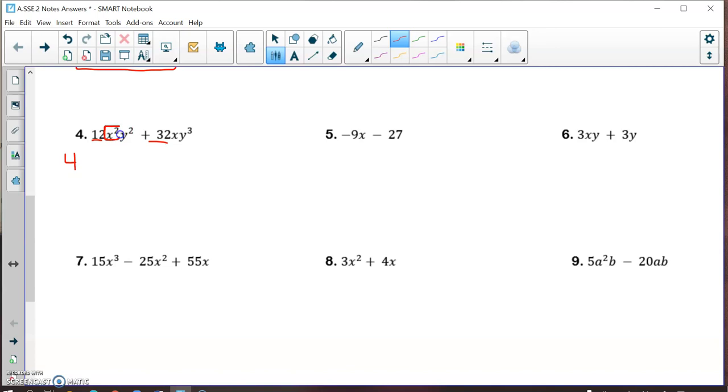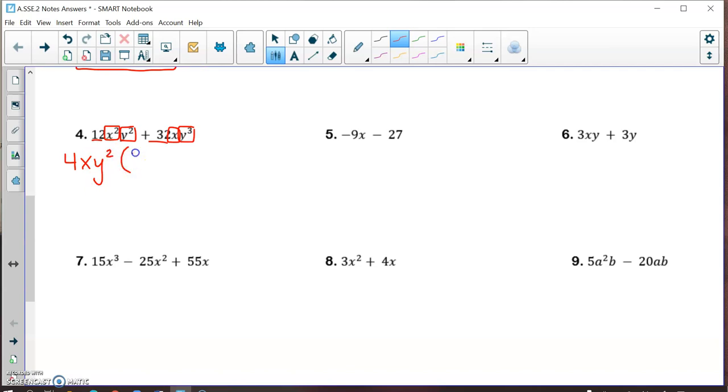I have 2 x's in my first term, but only 1 x in my second, so I can only take 1 out. I have 2 y's in my first term and 3 y's in my second term, so both terms have at least 2 y's, so I'm going to take out a y squared.